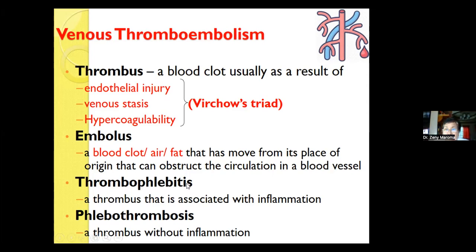Phlebitis, namamaga ang vein at may thrombus formation. A thrombus associated with inflammation. A client with prolonged IV cannulation is also at risk for thrombophlebitis. Ano yung phlebothrombosis? May thrombus pero walang inflammation. Like when the patient has venous stasis or hypercoagulability.